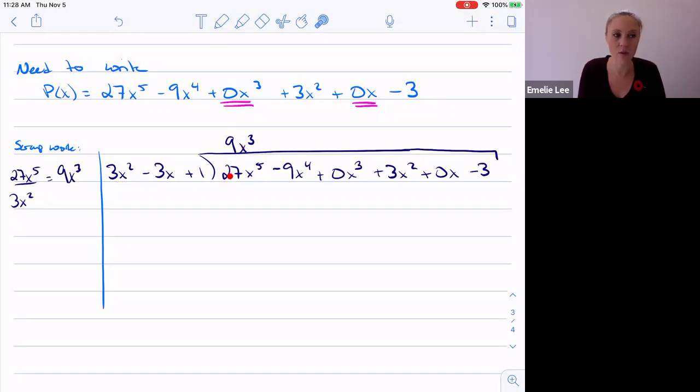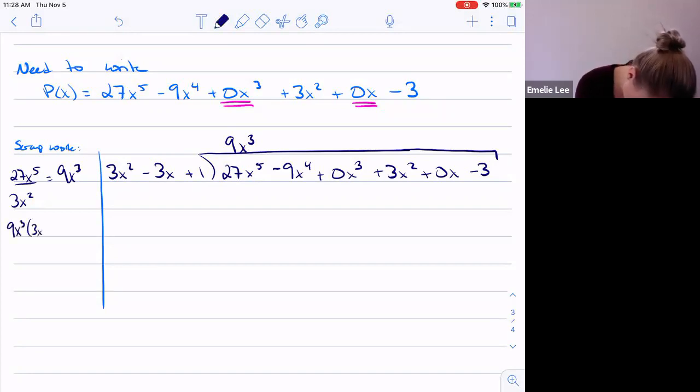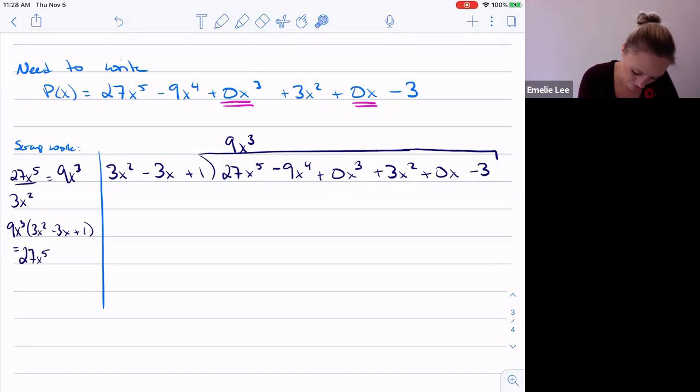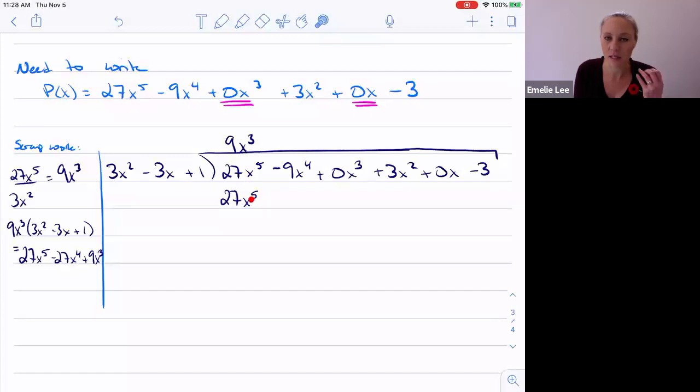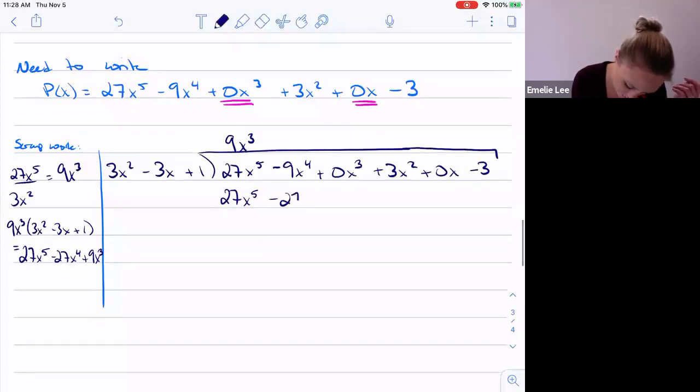9x to the 3 times this whole divisor, 3x squared minus 3x plus 1. This is where I need more room. 9x to the 3 times 3x squared minus 3x plus 1 is going to be, all right, 27x to the 5th. 9x to the 3 times negative 3x is negative 27x to the 4th. 9x to the 3 times 1 is plus 9x to the 3. This whole thing gets subtracted down here. So we have 27x to the 5. It needs to be the same as here, right? It needs to go to 0. So just keep that in mind. Minus 27x to the 4 plus 9x to the 3.